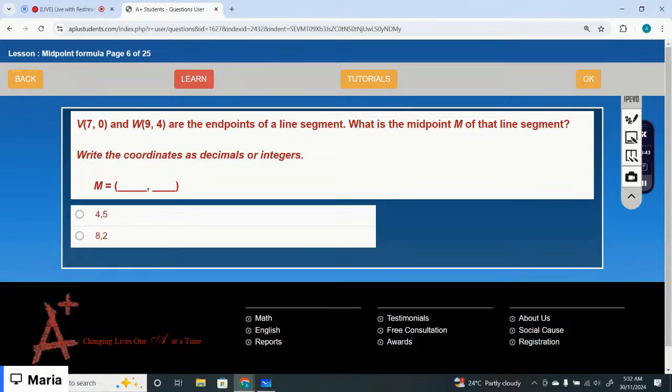V (7, 0) and W (9, 4) are the endpoints of a line segment. What is the midpoint M of that line segment? That is 8 and 2. Okay, you can complete the lesson by yourself later today. Let's just move on to next lesson.